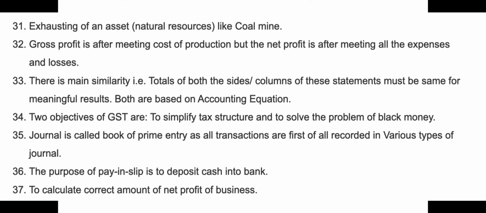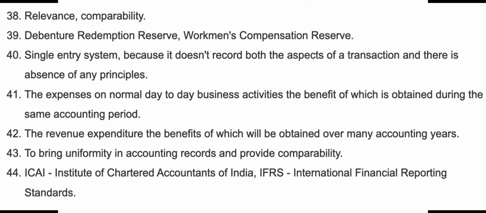35. Journal is called book of prime entry as all transactions are first of all recorded in various types of journal. 36. The purpose of pay-in slip is to deposit cash into bank. 37. To calculate correct amount of net profit of business. 38. Relevance, comparability. 39. Debenture redemption reserve, workmen's compensation reserve. 40. Single entry system, because it doesn't record both the aspects of a transaction and there is absence of any principles.